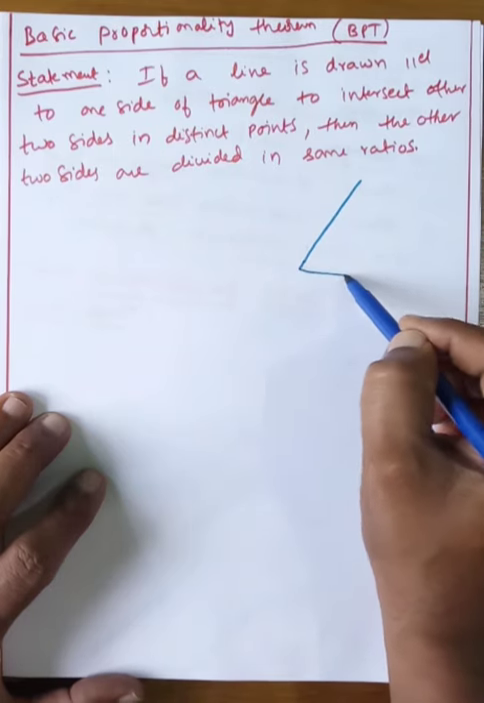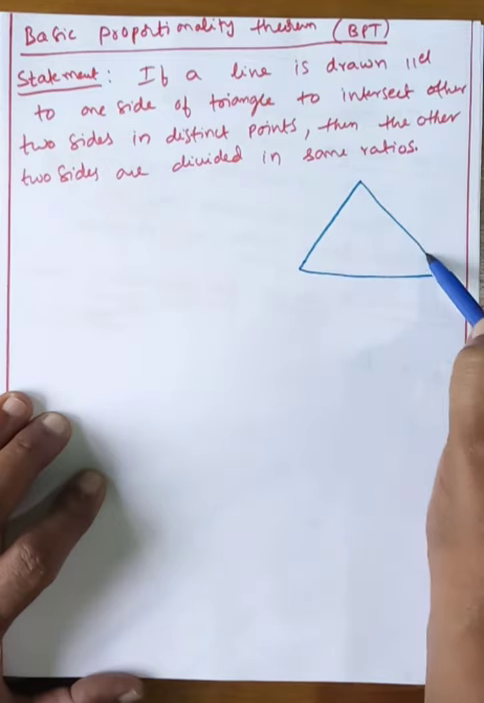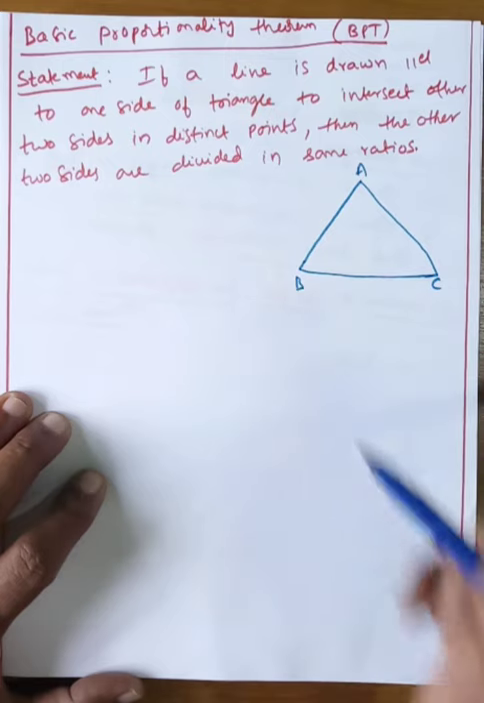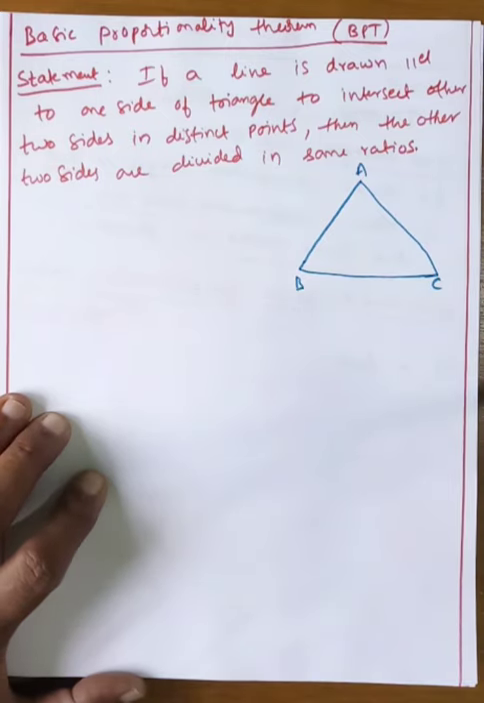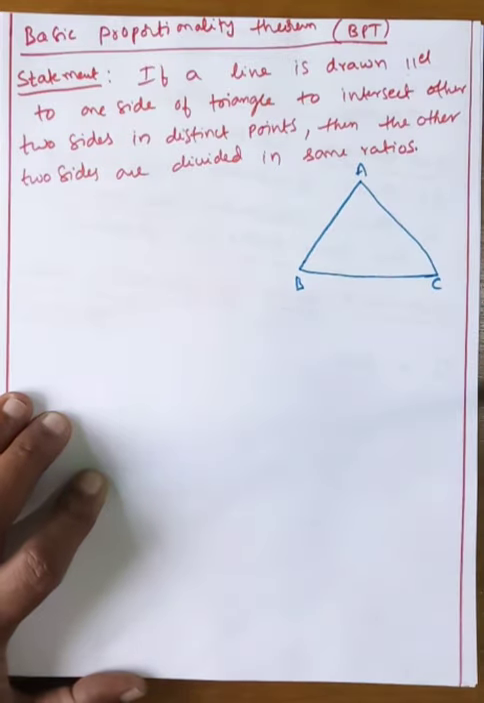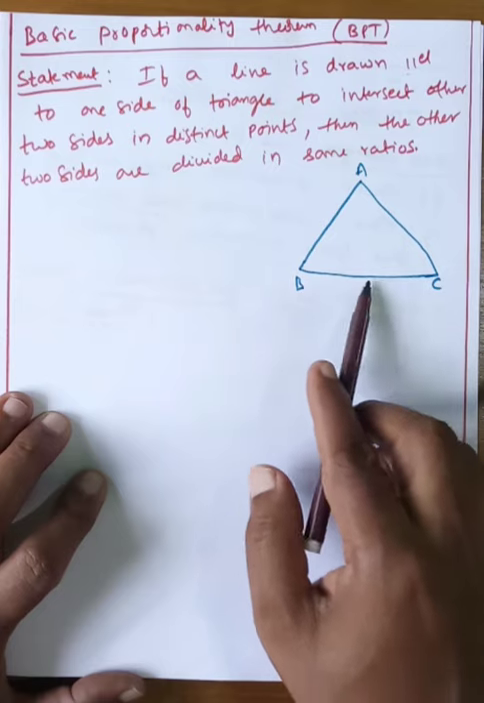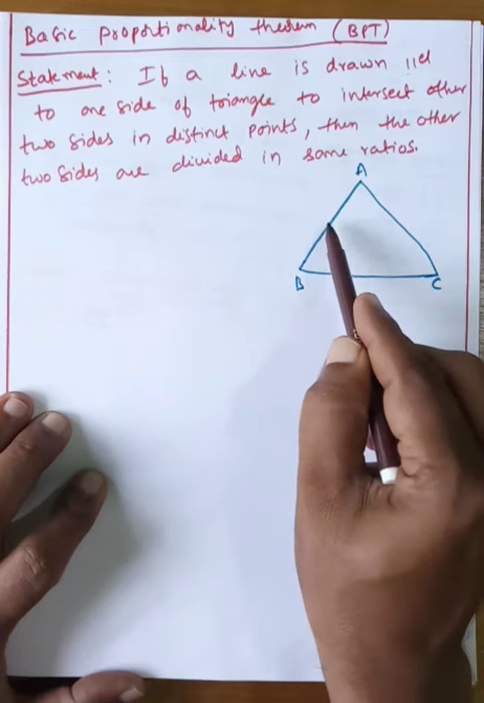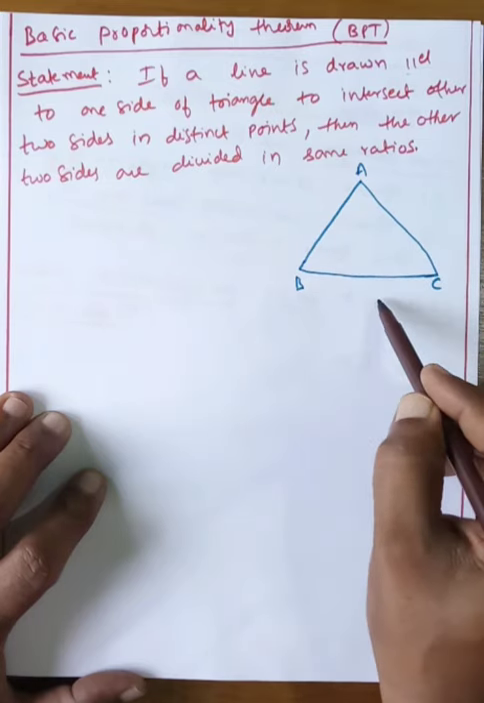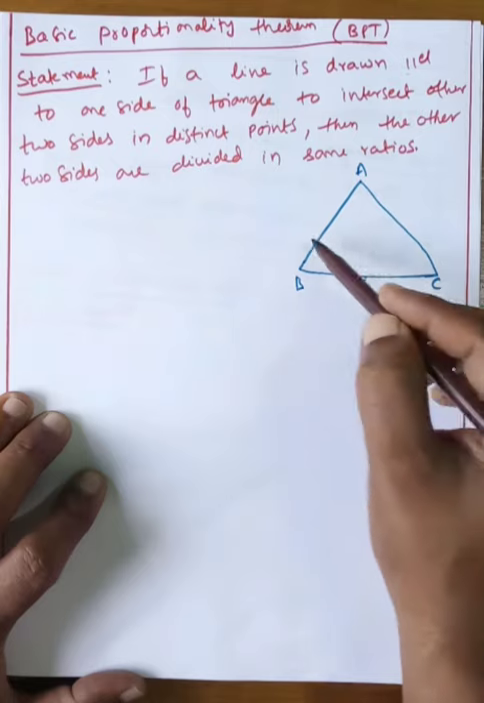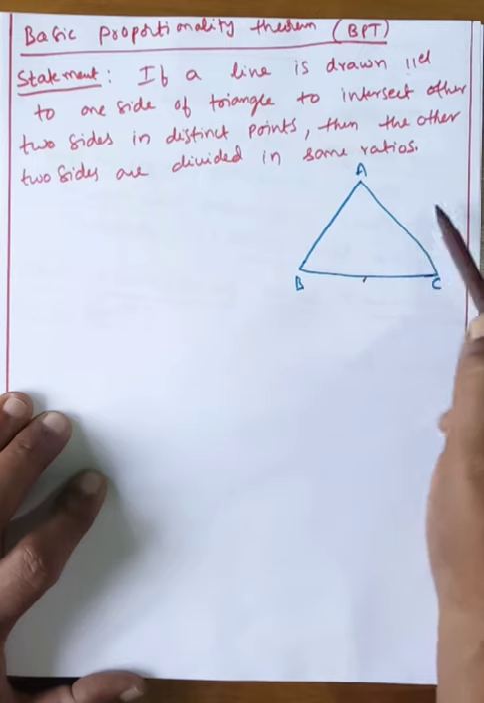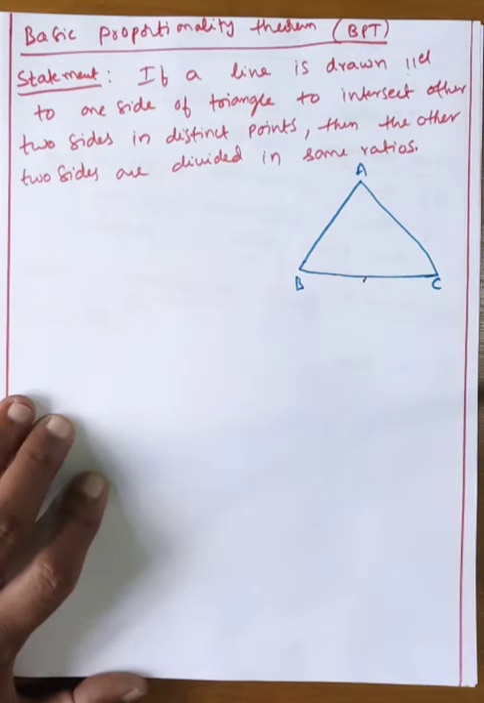Suppose ABC is a triangle. If a line is drawn parallel to one side of a triangle, parallel to one side means parallel to this side or this side, you will draw one line. Suppose I draw a line here, this is parallel to BC. Suppose I draw a line here, this is parallel to AB. Suppose I draw a line here, this is parallel to AC. You will take any line parallel to one side of the triangle.